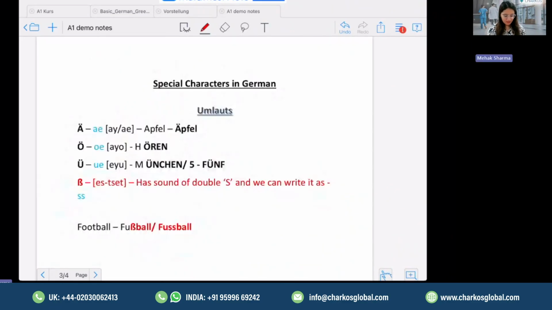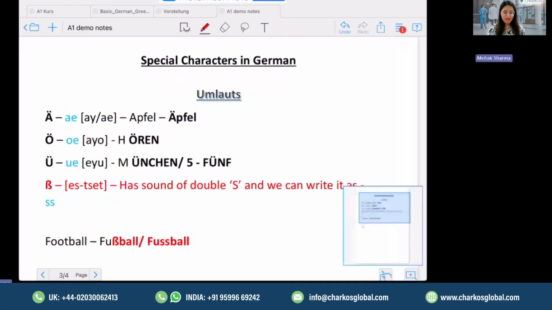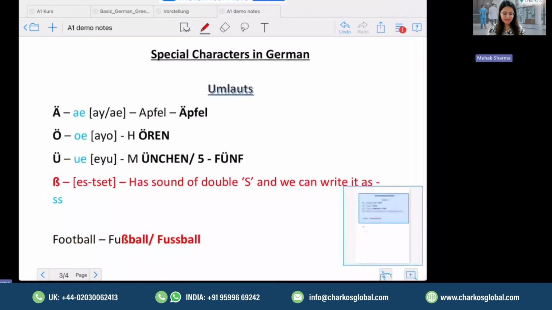Okay. Moving further, now we have special characters in German. This is what I was talking about. Covering these, we can say that, okay, German has not 26 letters, but 30 letters. Okay. Umlauts. So these special characters are called umlauts. So this is the first word I think that you have just learned in German.